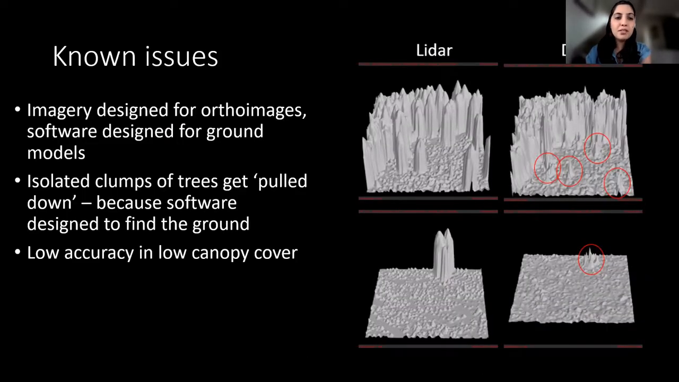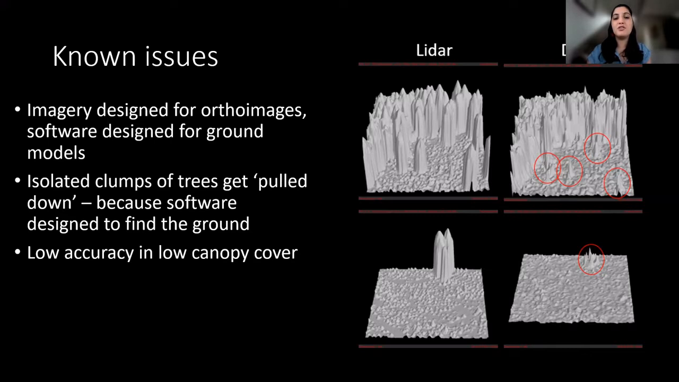Now, the most important known issue, I think, that anyone potentially using this DAP product in Washington State needs to know about is that it does not perform as well in low canopy cover instances. This is because the imagery that's taken is designed for ortho imagery, and the software we're using to process the data is designed for ground models. Therefore, the algorithm is trying to find the ground, and if you're trying to find the ground, you're going to pull things down.